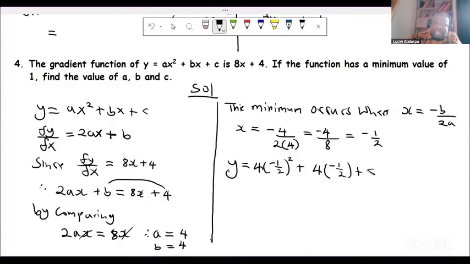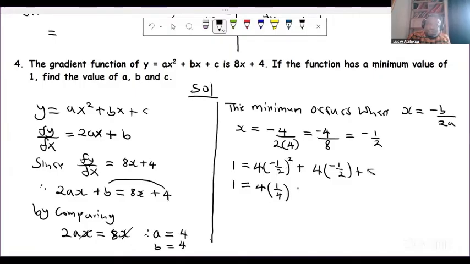Then there's something I will do. They said the function has a minimum value of 1, so it means that our y here will take up the value of 1, because remember, the minimum occurs at x equals minus b over 2a, and that gave us negative half. So that's why we are equating to 1 here. So 1 is equal to 4, this is 1 over 4, because negative squared is positive, right?